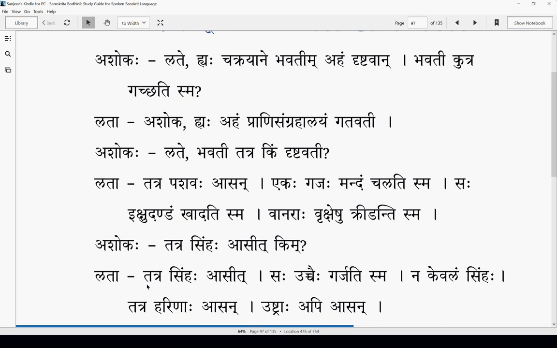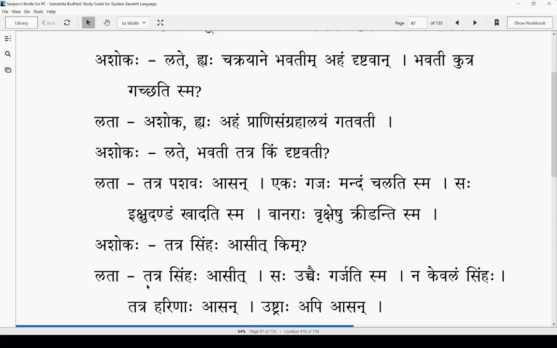Lata kim modati? Nirmala Bhagini. Nirmala. Ashoka, aham prani sangrahalayam gatavati. So this is a simple sentence. Again, we saw that before. Okay, next. लते भवती तत्र किं दृष्टवती. What did you see there?